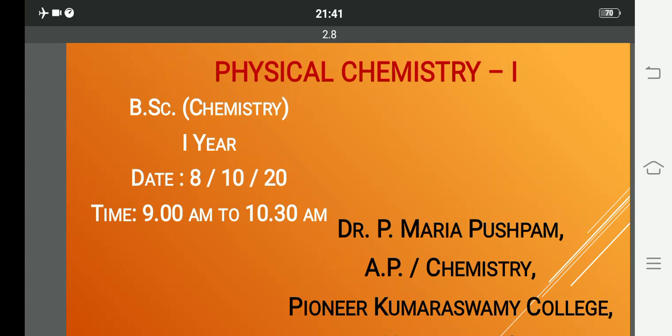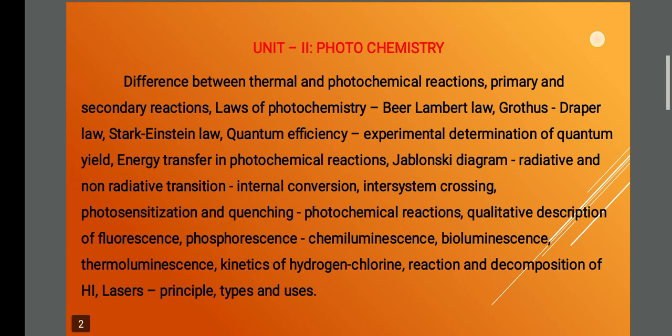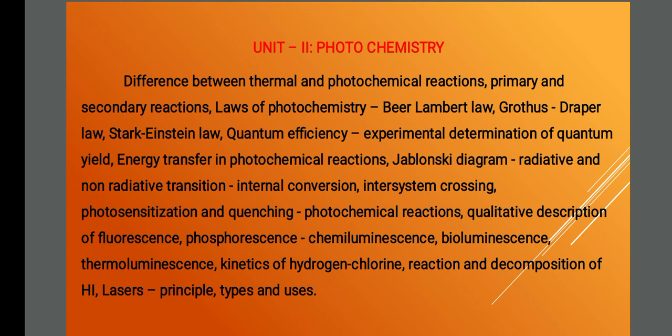This is Maria Pushpam, and for today's class, we are going to see three different photophysical processes. If you take photophysical processes, we have five different techniques. The first one is fluorescence, second is phosphorescence, then chemiluminescence, bioluminescence, followed by thermoluminescence. The first two methods we have completely seen: the first one is fluorescence and the second one is phosphorescence.